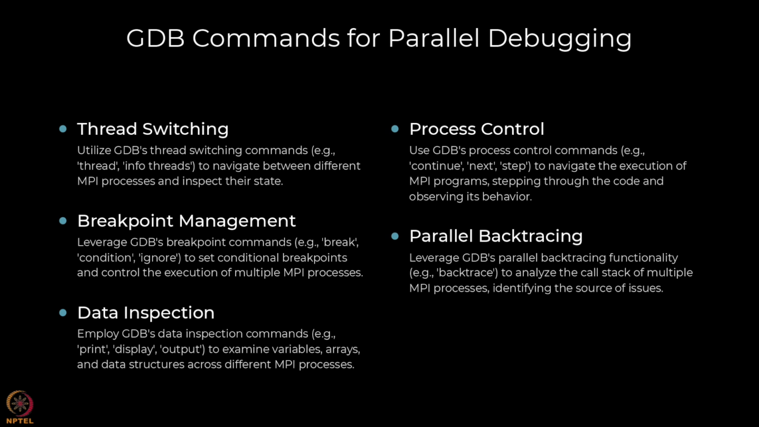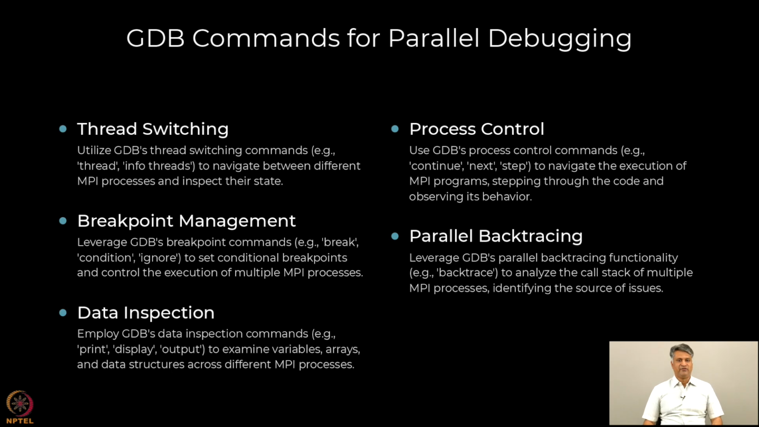We can also utilize GDB's thread switching commands, which are thread or info threads, to navigate between different MPI processes and inspect their state. You can leverage GDB's breakpoint commands such as break, condition, and ignore to set conditional breakpoints and control the execution of multiple MPI processes.